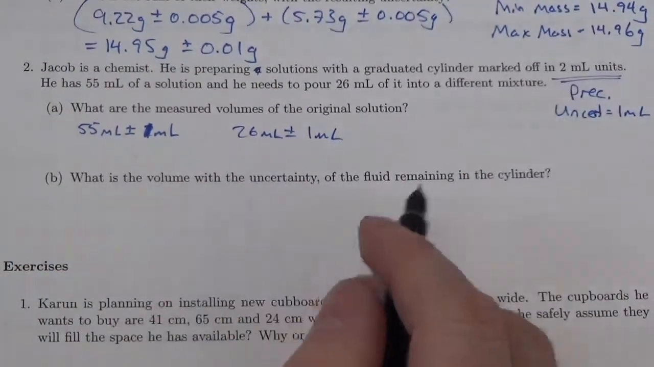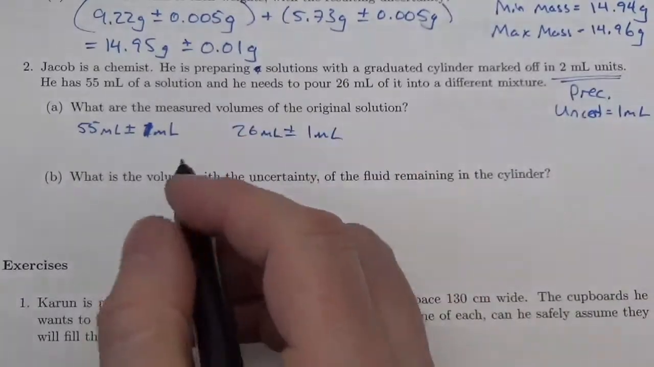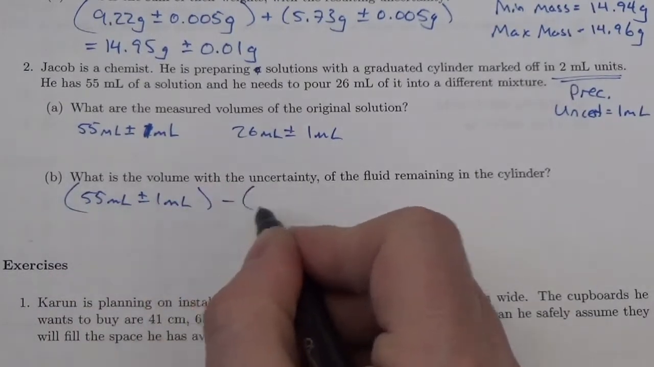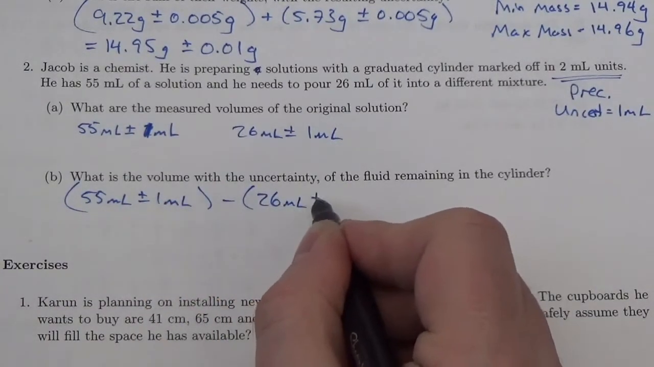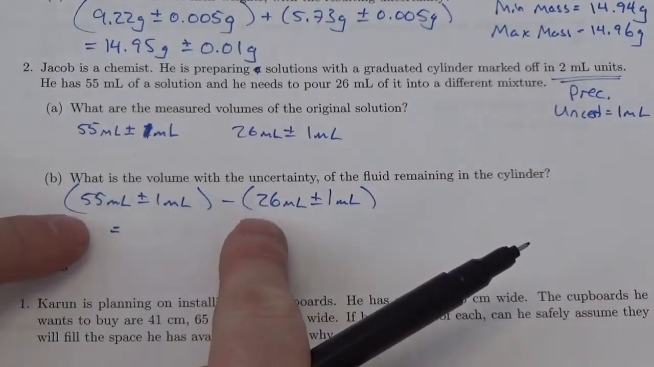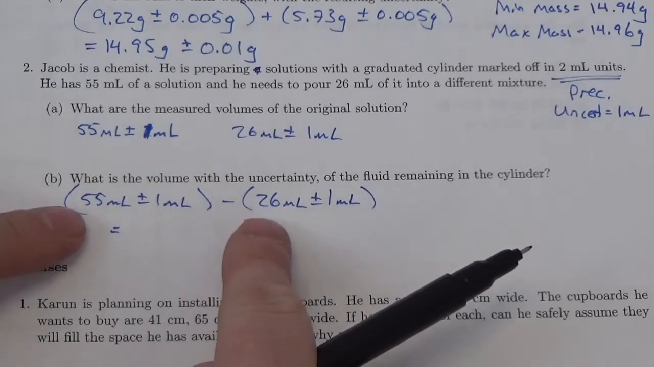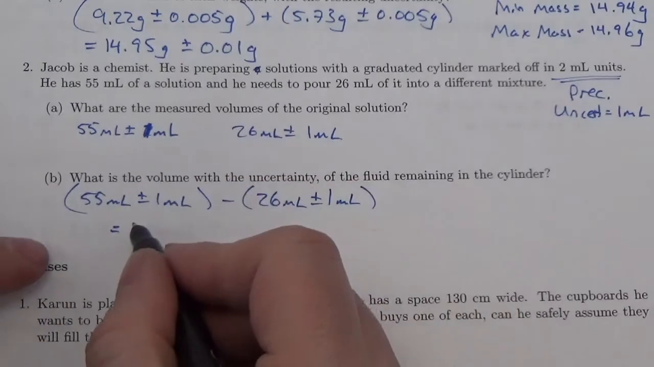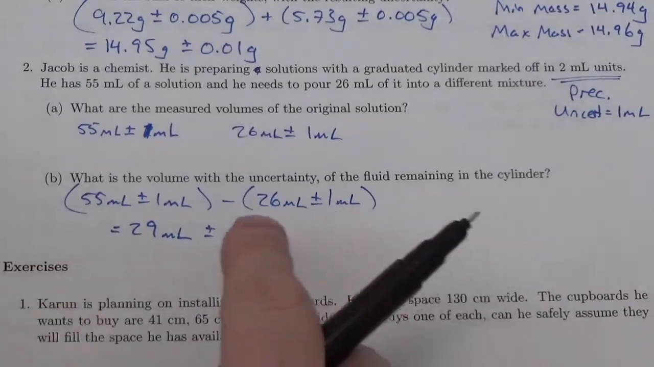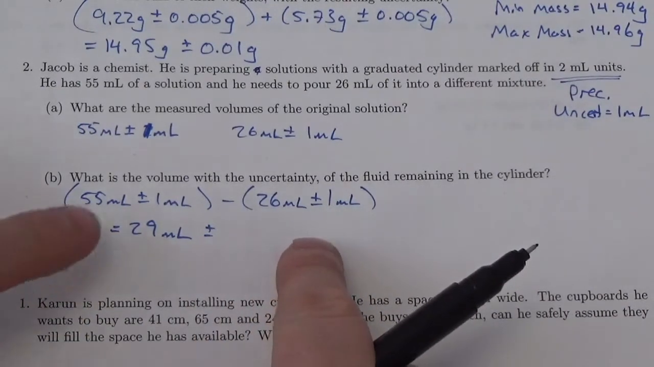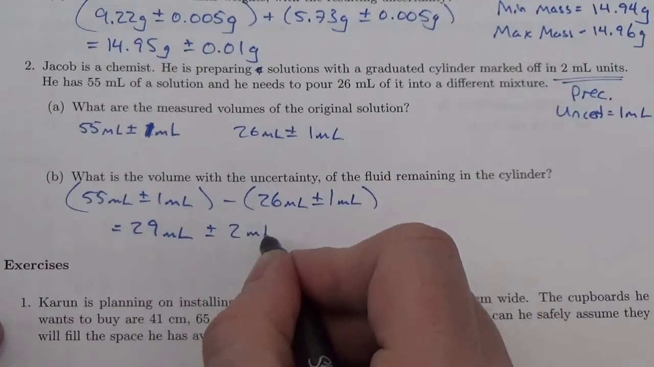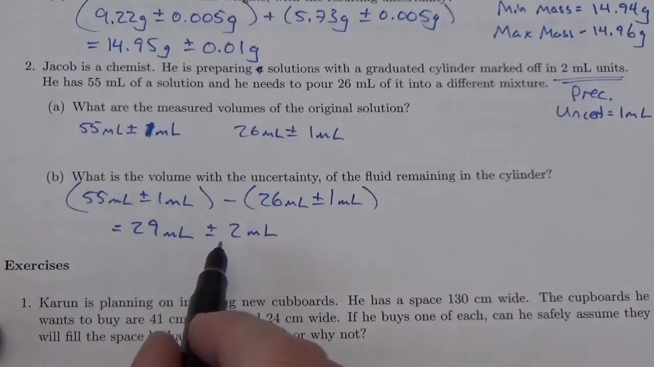So what's the volume with uncertainty of the fluid remaining in the cylinder? Well, that was going to be 55 milliliters plus or minus that 1 milliliter, and we're going to subtract from that 26 milliliters plus or minus 1 milliliter. So remember, at first, we just deal with this right here. And 55 minus 26 is going to be 29. Now I know we poured off that 26 milliliters, but because there was a little bit of uncertainty here and a little bit of uncertainty here, that ends up combining to become 2 milliliters. So it's 29 milliliters plus or minus 2 milliliters.